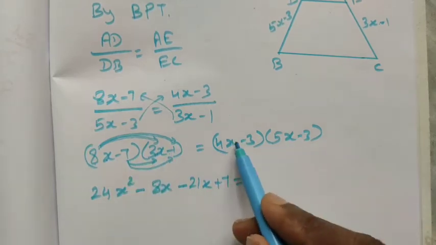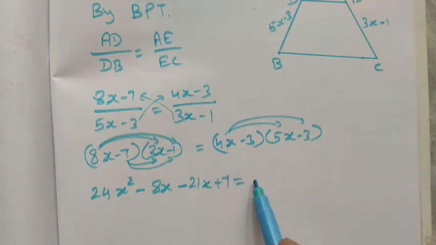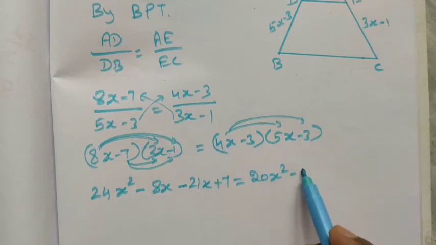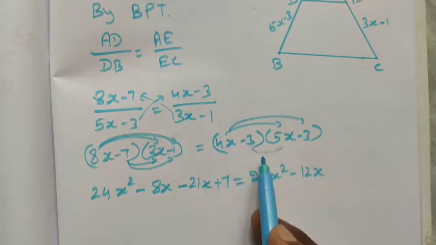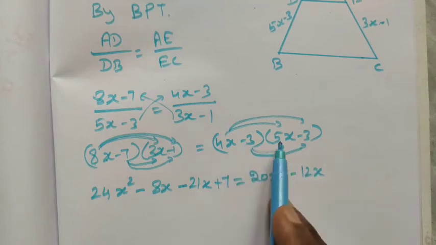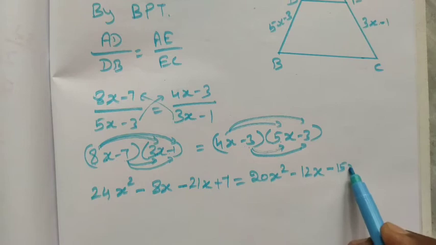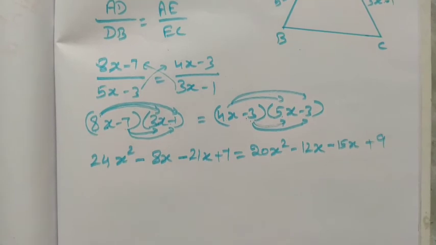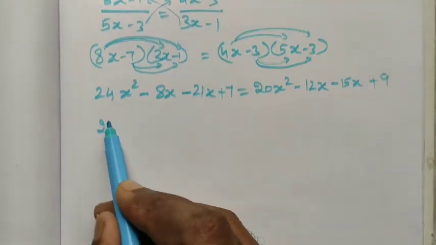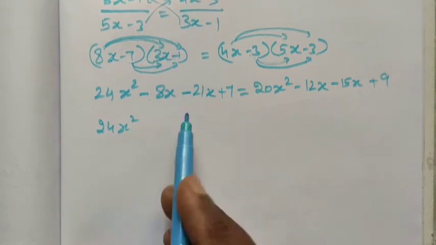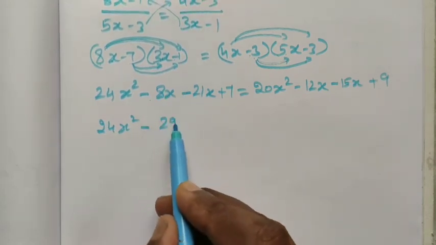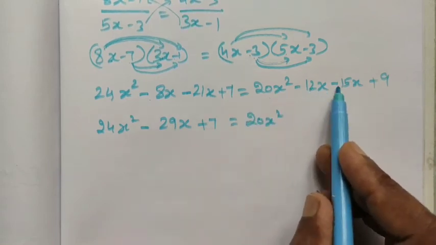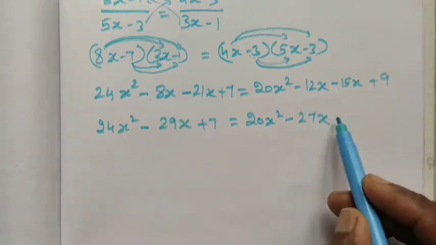Here also the same, binomial into binomial. 4 5s are 20x square. 4x with minus 3: minus 12x. Minus 3 with 5x: minus 15x. Minus 3 with minus 3: plus 9. Now we add the terms: 24x square, minus 8x minus 21x is minus 29x, plus 7, is equal to 20x square, minus 27x plus 9.